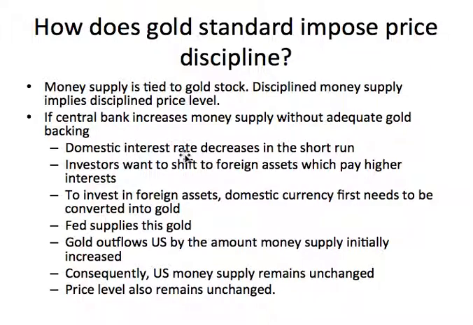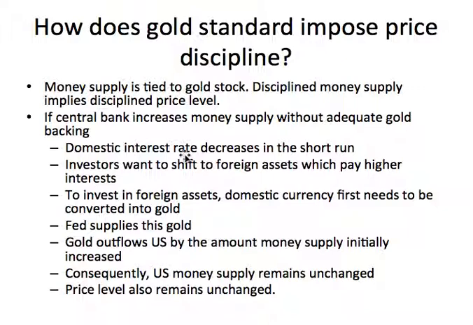Okay, the next topic is, how does the gold standard impose price discipline theoretically? How is it supposed to impose price discipline theoretically? Now, as I discussed in the lecture, there are two different ways theoretically a gold standard should be able to impose price discipline. The first one is that the gold standard requires that the money supply is tied to the gold stock, so you can't really increase the money supply without increasing the gold stock. You can only increase the money supply if the gold stock increases.